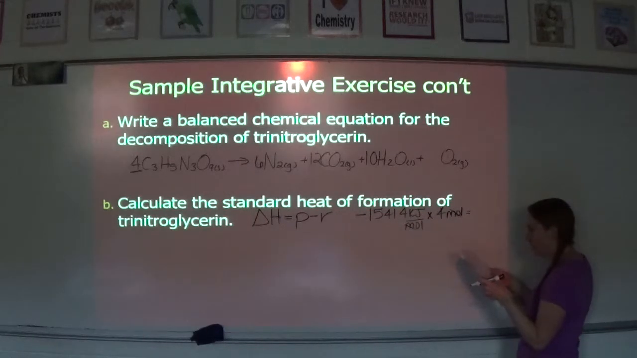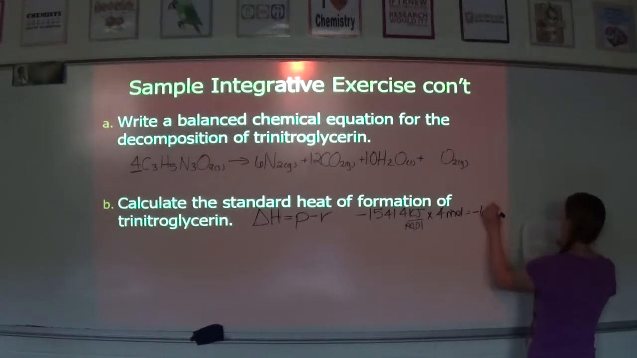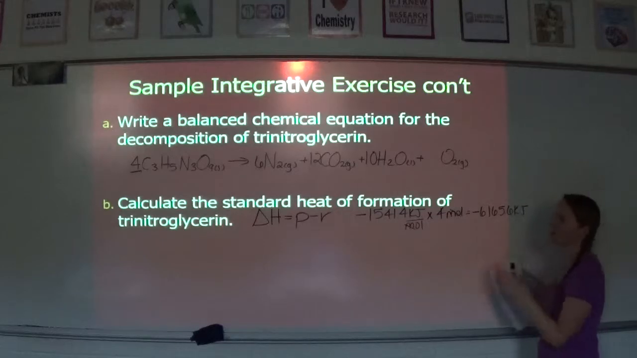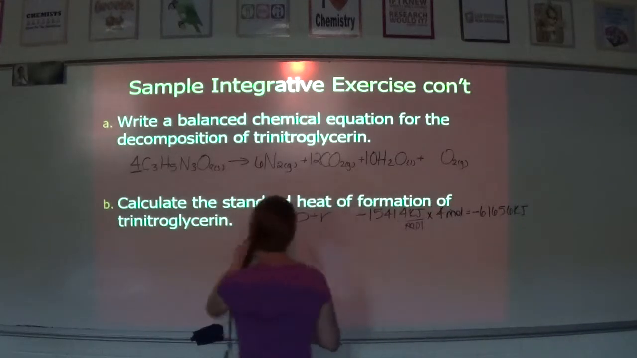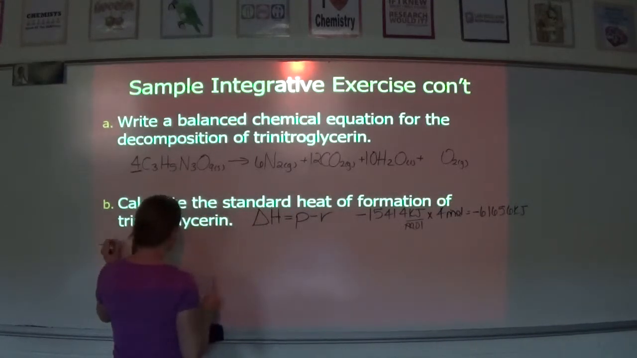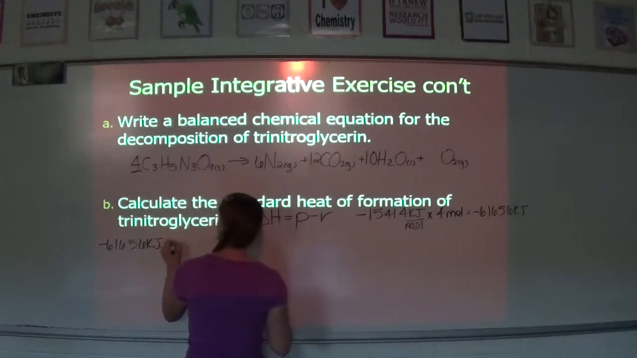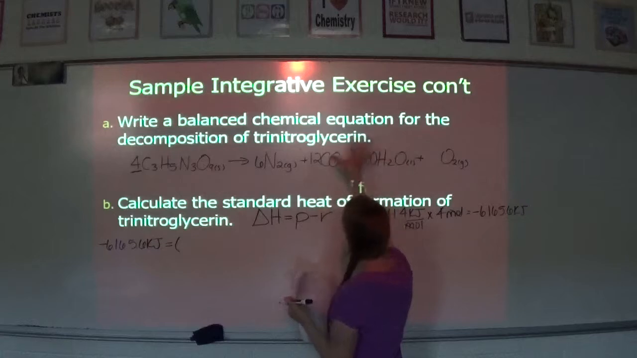Alright, and so once I multiply, I get negative 6,165.6 kilojoules. So now that's what I can use as my delta H. All right, so my delta H is negative 6,165.6 kilojoules. And then, of course, that equals my products minus my reactants.